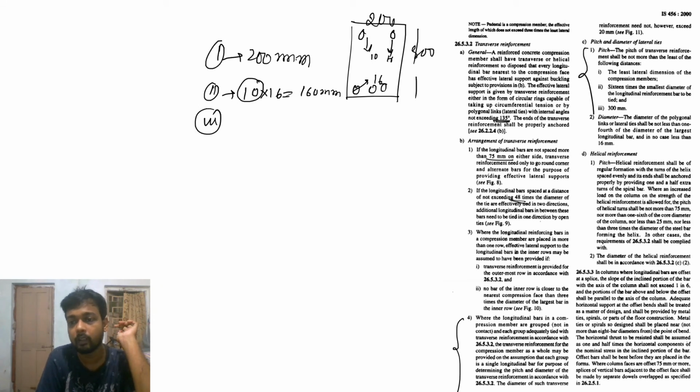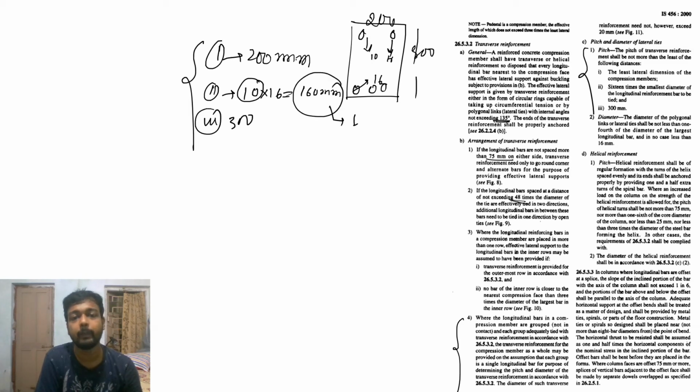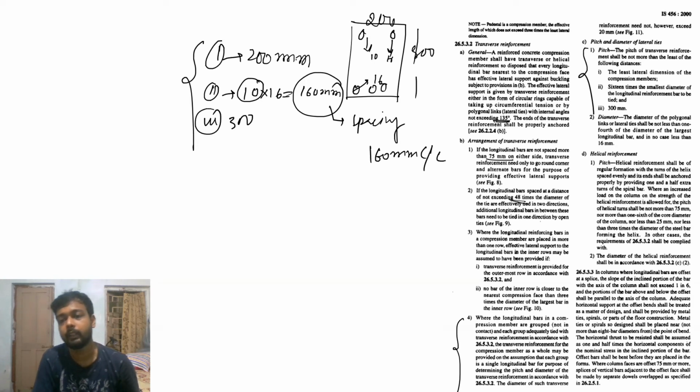And 300 mm. The pitch of transverse reinforcement shall not be more than the least of the following. So within this, whichever one is less will be the ultimate answer. So in that case, 160 is the minimum, so spacing should be 160 mm center to center.